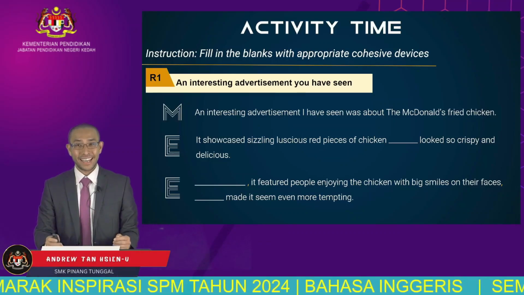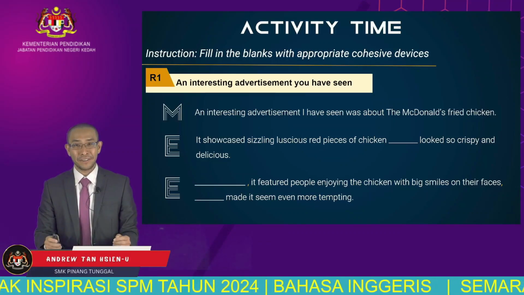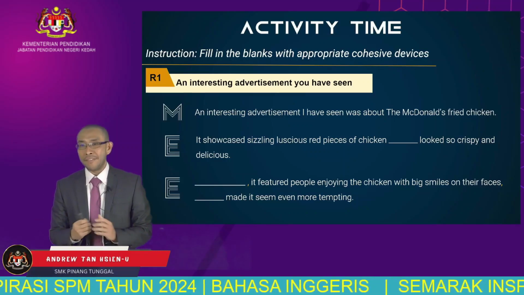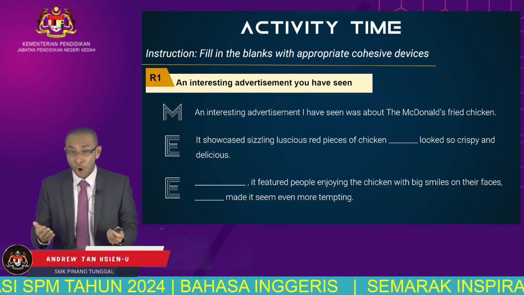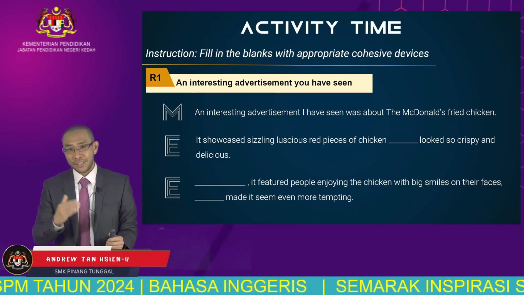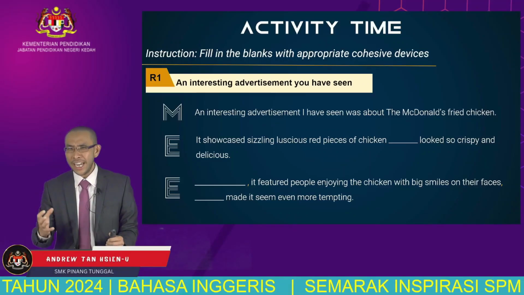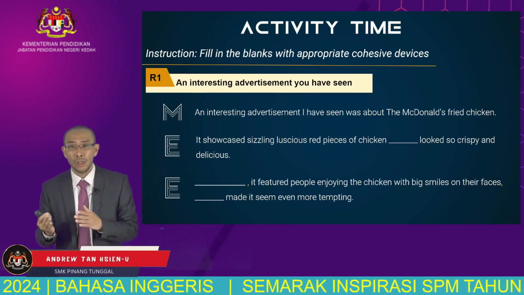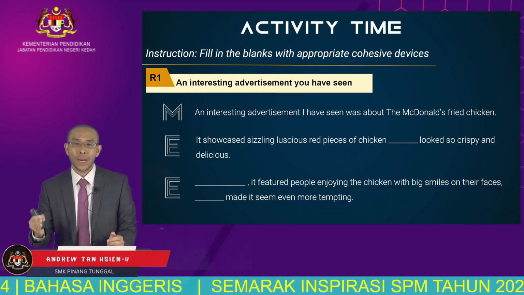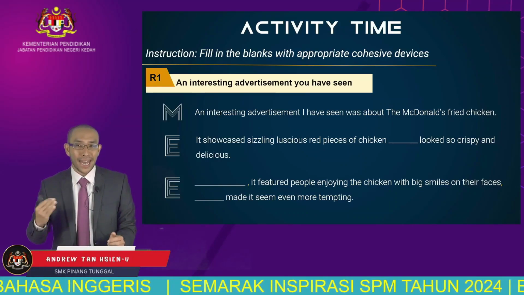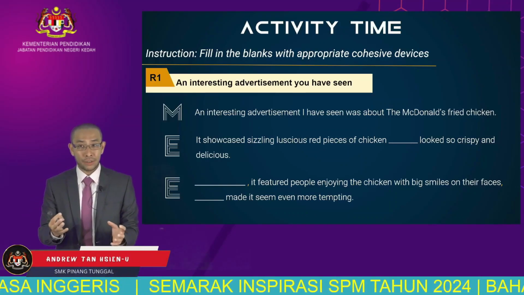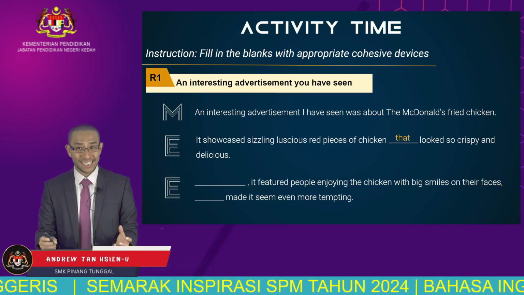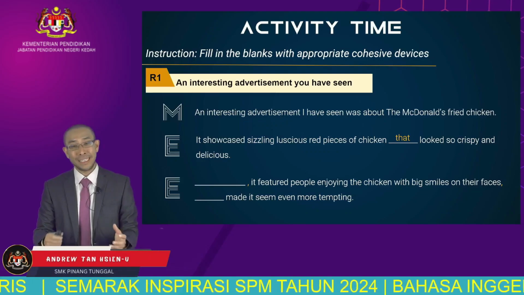All right, I'm sure you're ready to discuss the answer now. Let's read together. The main idea: An interesting advertisement I've seen was about the McDonald's fried chicken. And here is the first elaboration. It showcased sizzling, luscious red pieces of chicken, blank, look so crispy and delicious. Now, what am I doing here? I'm trying to add information about the chicken. I'm trying to describe it. So what should I be using here? The correct word is that, okay, which means young.